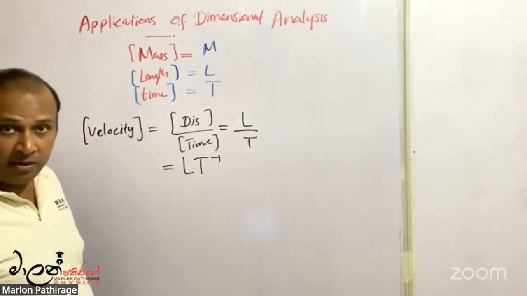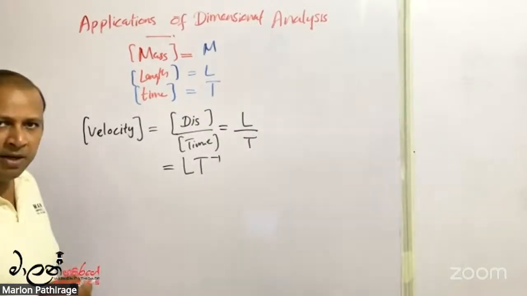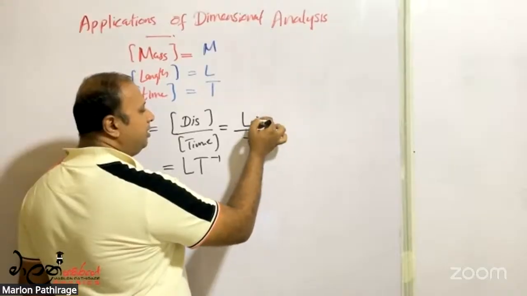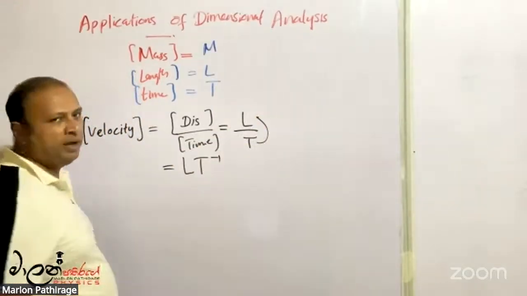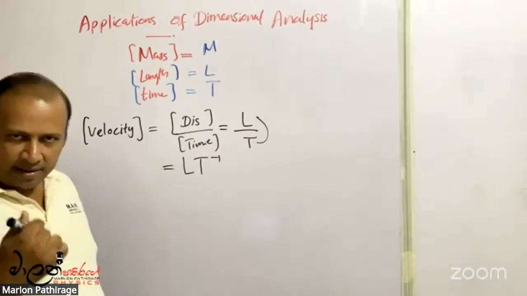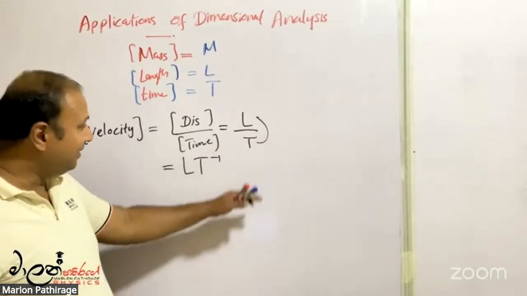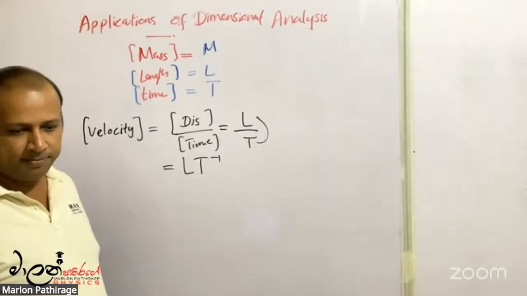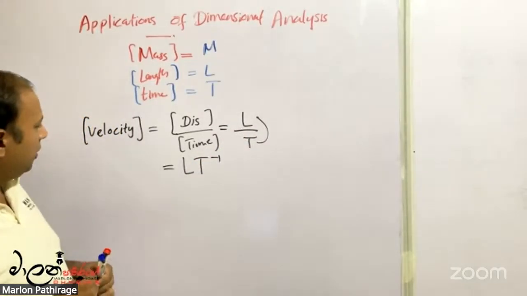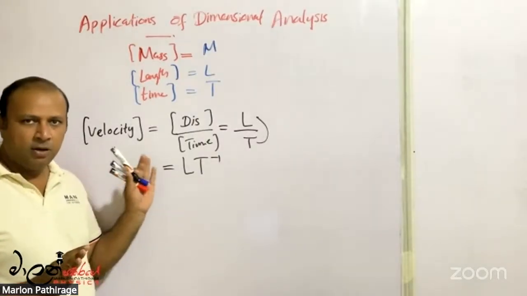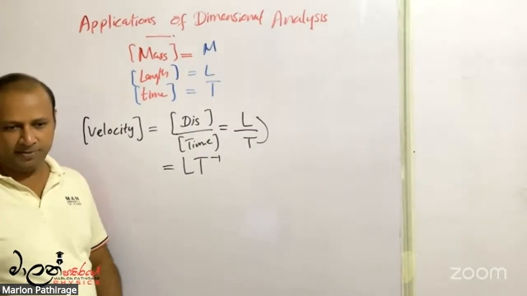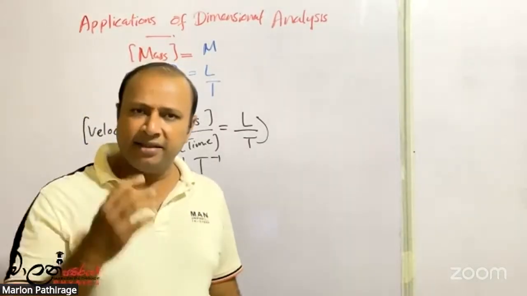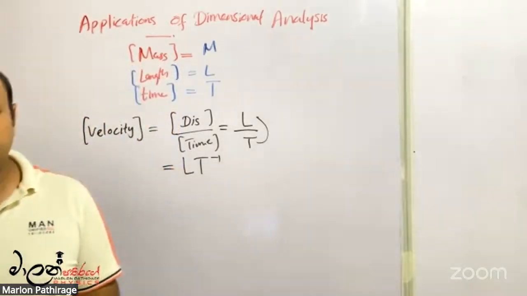LT minus 1. When you are writing a dimension, you have to take all the terms in the denominator into the numerator. When you take the denominator into the numerator, its power will be negative. Therefore, you have to write the dimensions of a physical quantity in this way. This is what we discussed in our previous lesson.